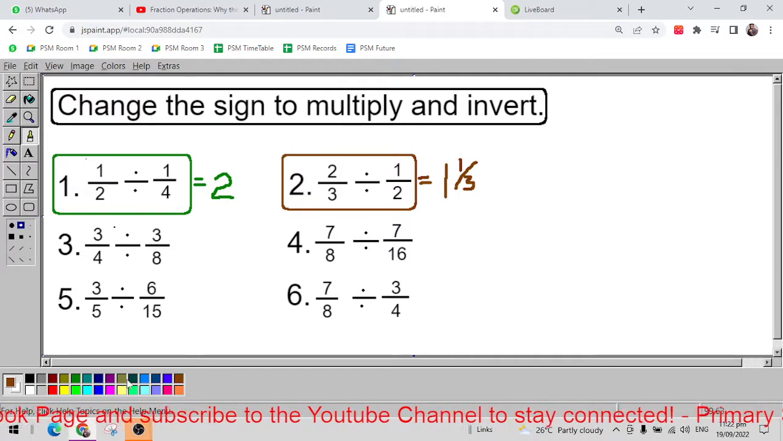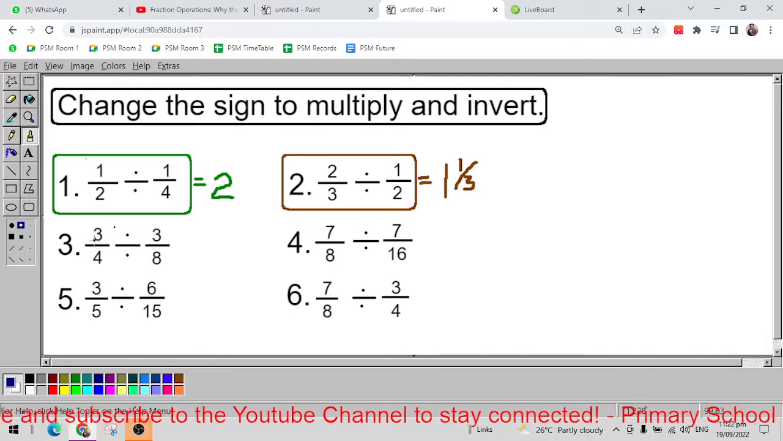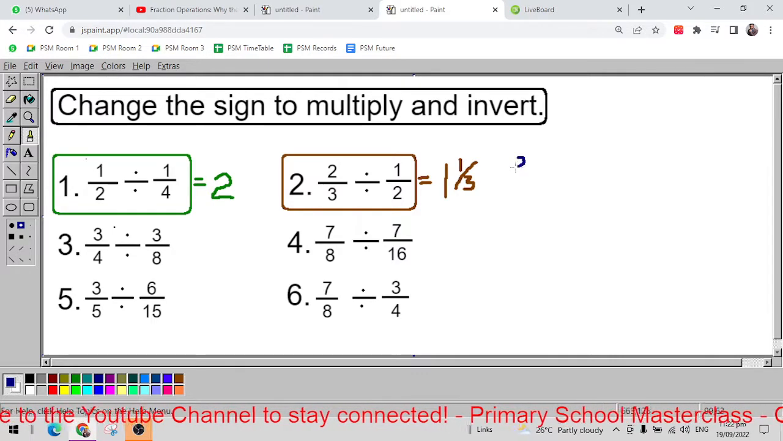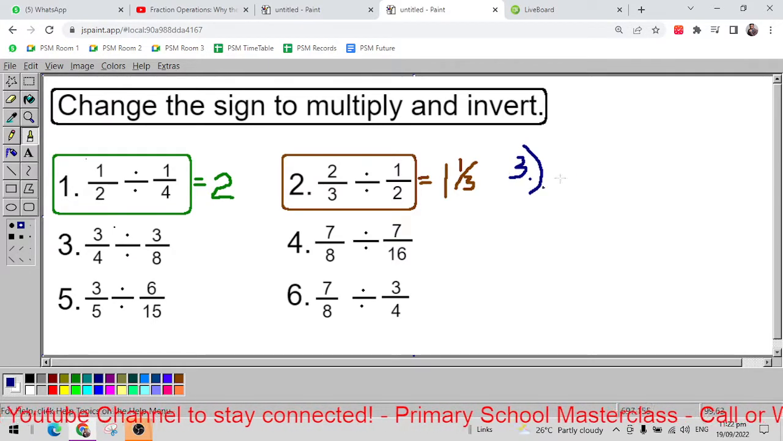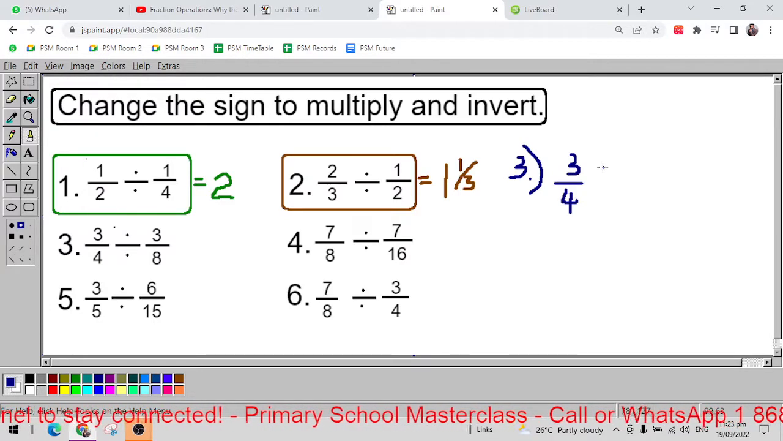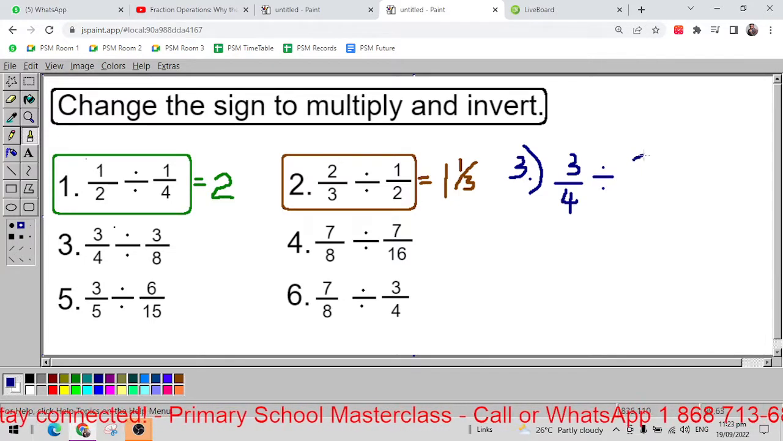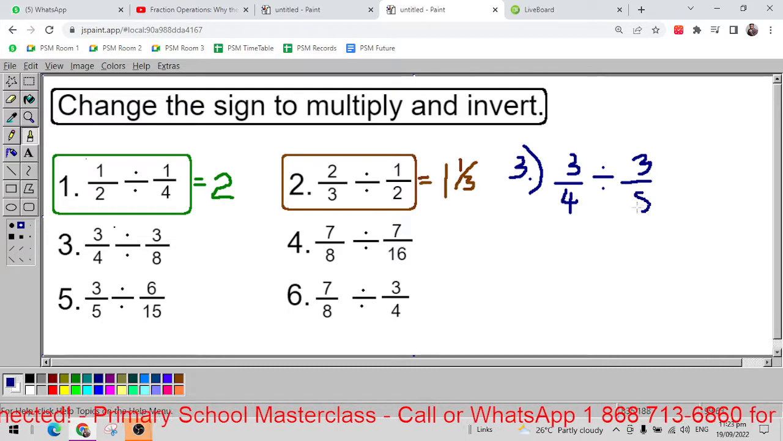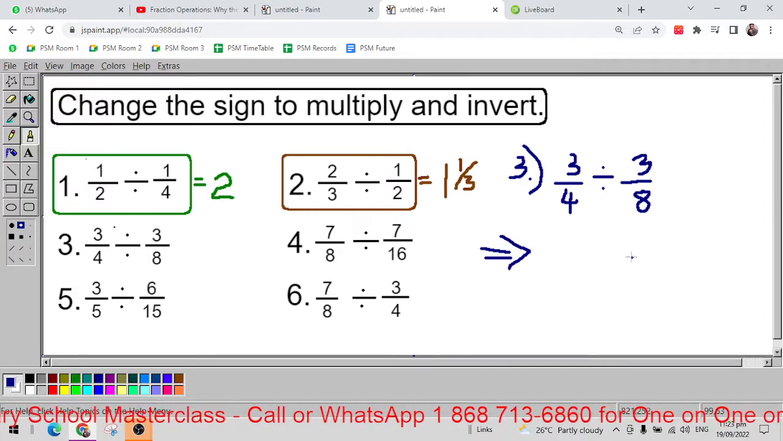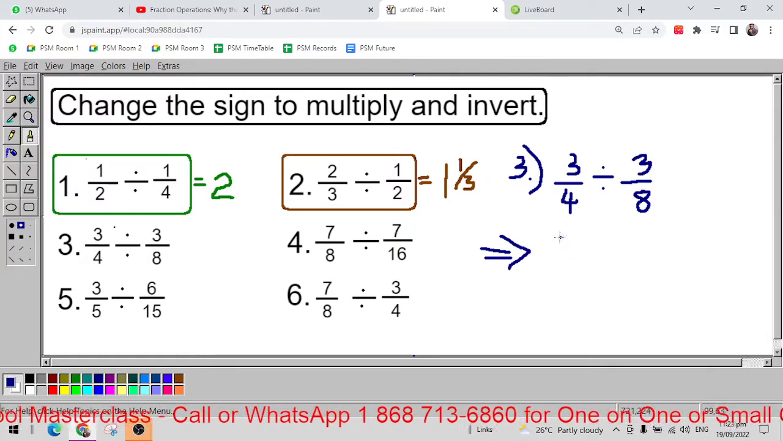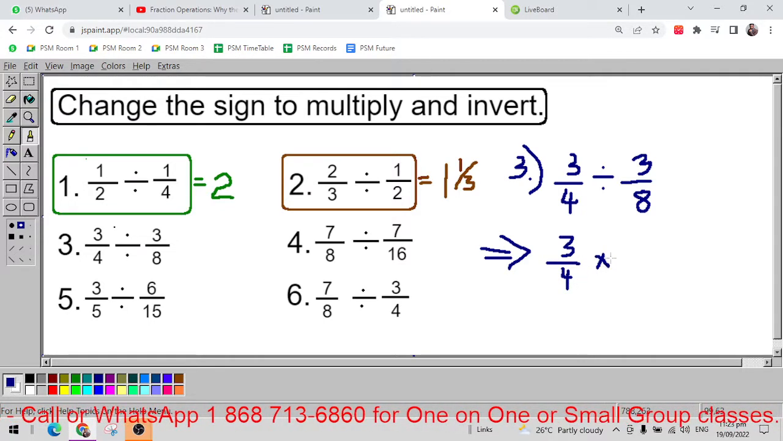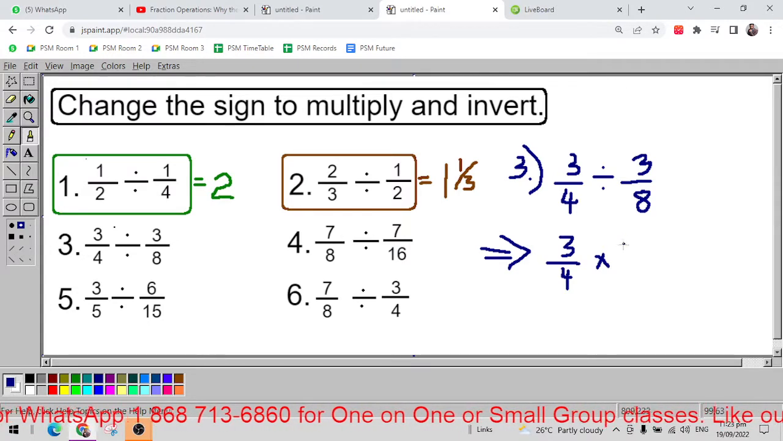Okay, the next one, let's go in blue. Number 3 says 3/4 divided by 3/8. So I'm going to write 3/4 divided by 3/8. Then I'm going to put my little arrow. I always like to put this arrow. So I have 3/4, I change the sign to multiply, and I invert or flip. So 3/8 is going to be 8/3.